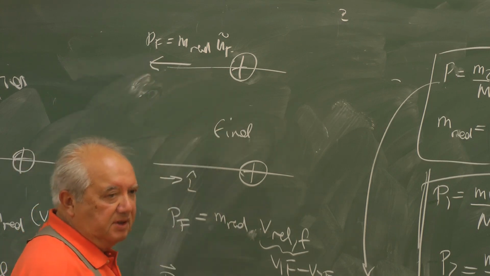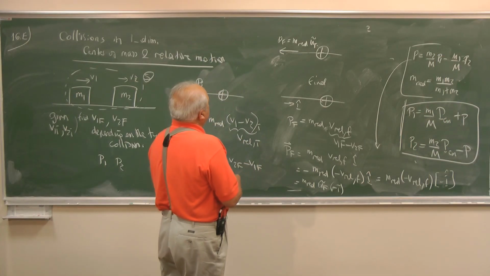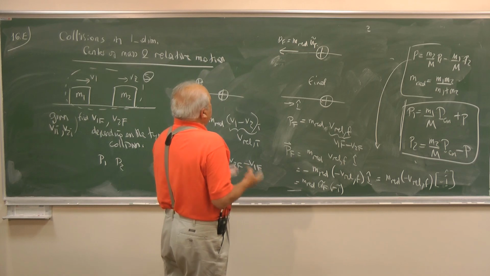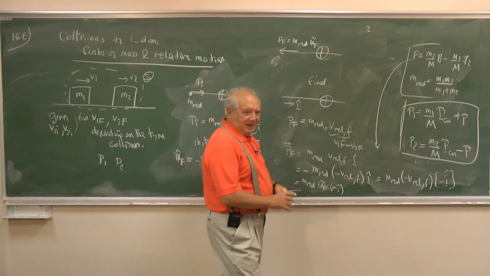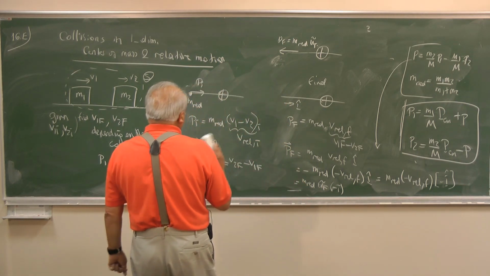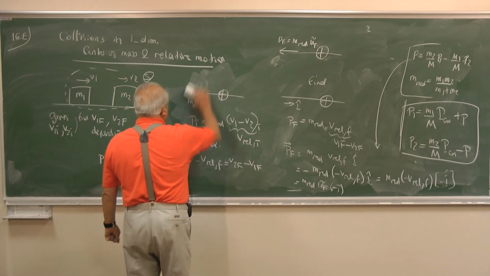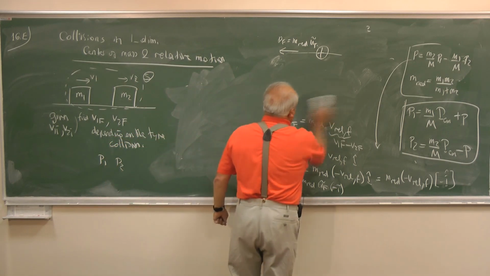Why did we do it? Because it is a better physical picture. PI is coming in and PF going back. So now let's look at different types of collisions. Now it's easy to discuss.